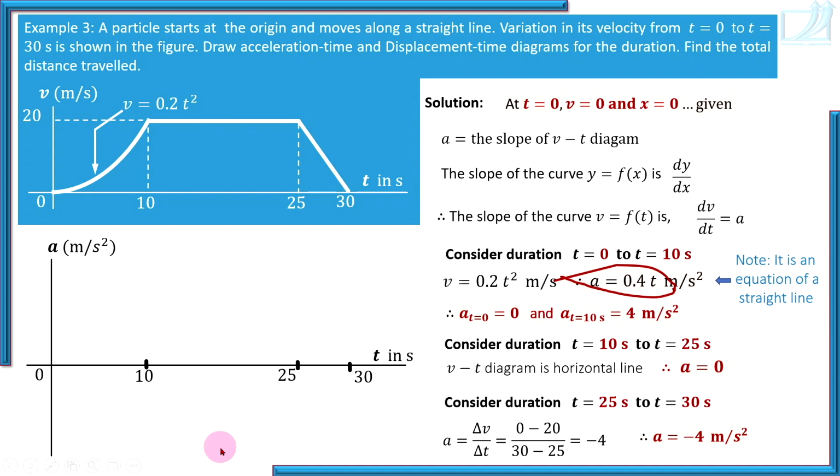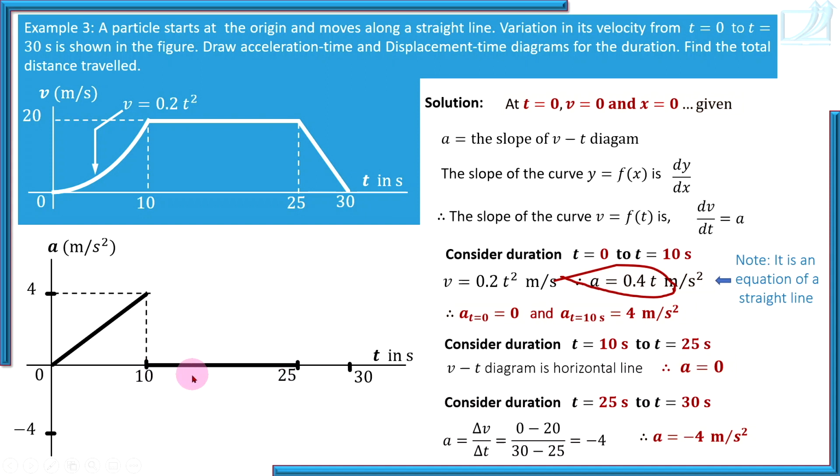Now we'll insert acceleration values. At t equal to 10, acceleration is 4, then minus 4, and now let's draw the diagram. T equal to 0 to t equal to 10 seconds, it is a straight line. At t equal to 0, acceleration is 0, at t equal to 10, acceleration is 4, and the AT diagram is a straight line.